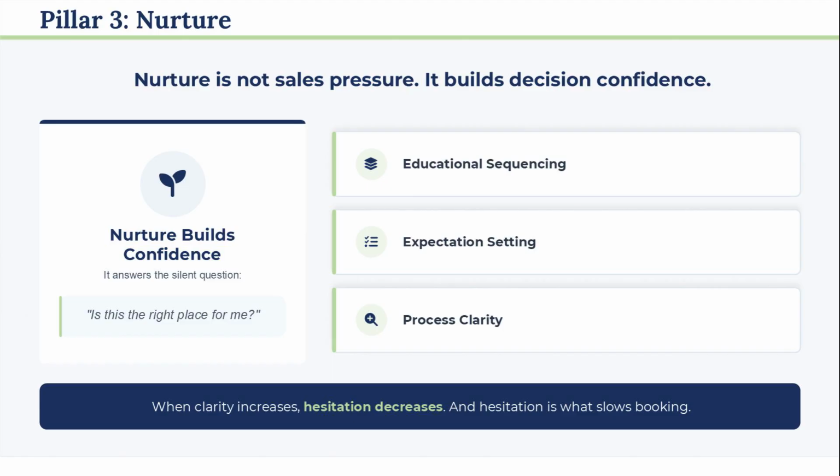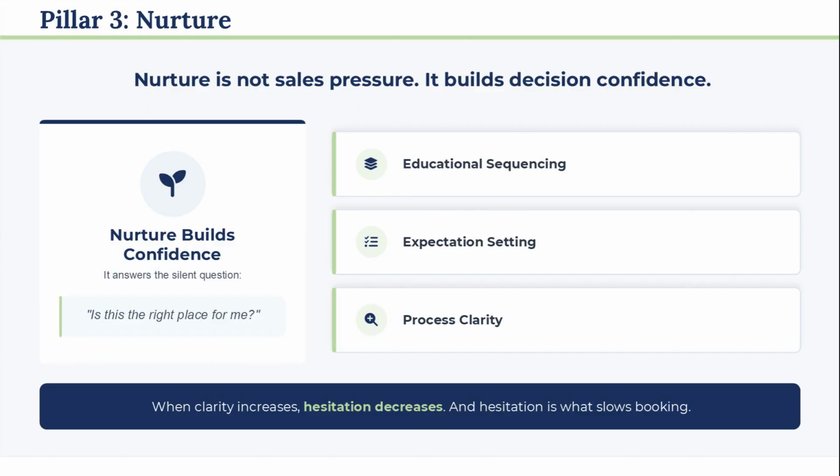which is where the third pillar begins. Nurture. Not every patient decides immediately. Some need time, more certainty, more reinforcement. They may intend to book, but hesitation slows the decision. And that doesn't mean demand is weak. It means hesitation is present, not rejection.